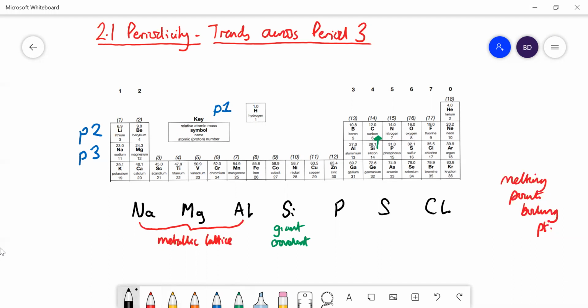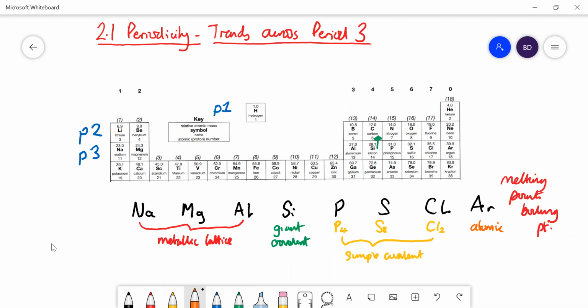And then the others form simple covalent molecules. I first missed out argon there as well. Phosphorus tends to form P4. Sulfur forms S8 molecules. Chlorine, which you will be familiar with, forms Cl2 molecules. These are simple, small covalent molecules. And argon, a noble gas, doesn't form any covalent bonds, not even with itself, so it's just a simple atomic structure. They're not bonded at all.